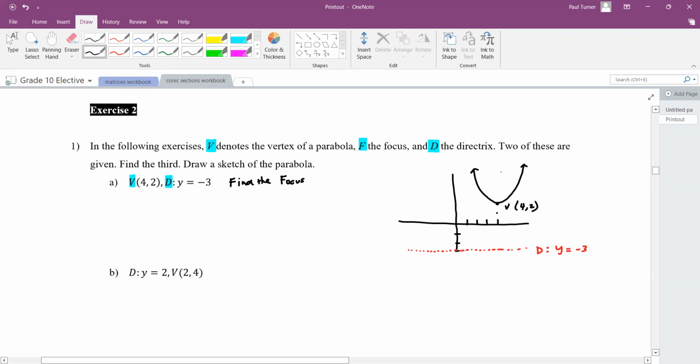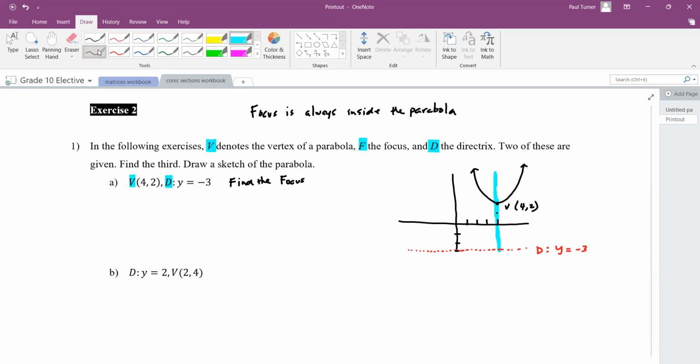And your focus is always inside the parabola. So we always work in the vertical line here if we have this kind of graph. So put a line in there somewhere.